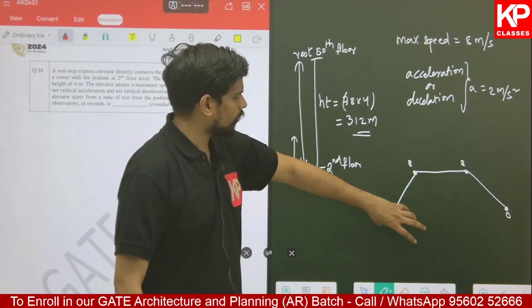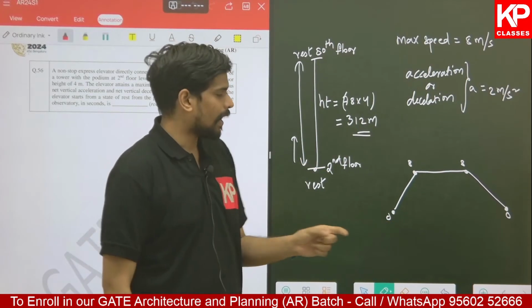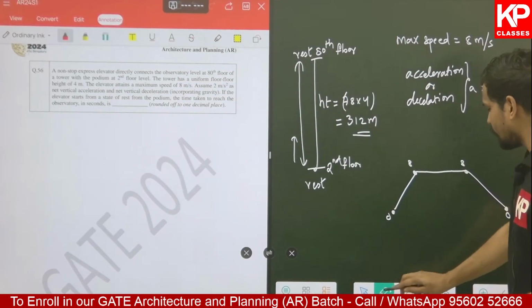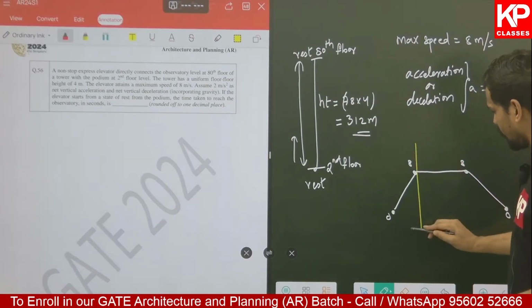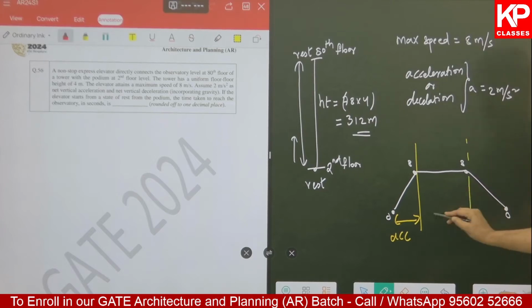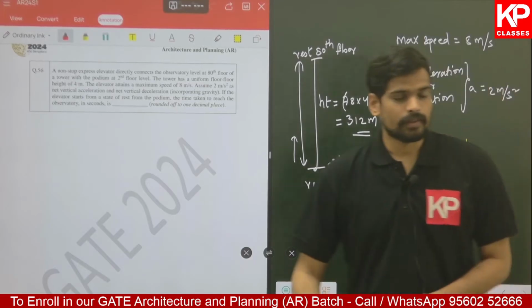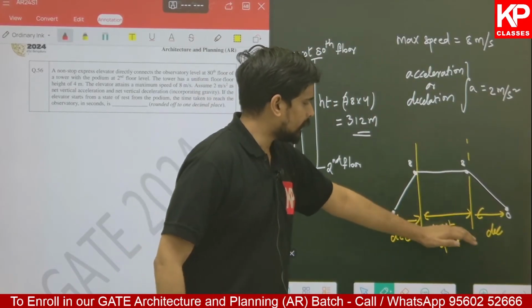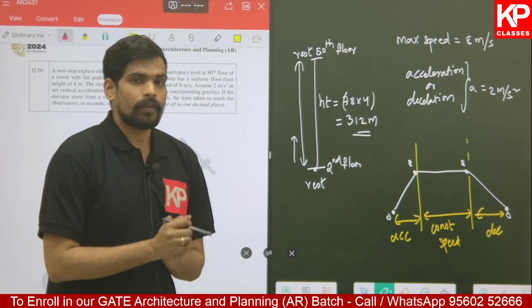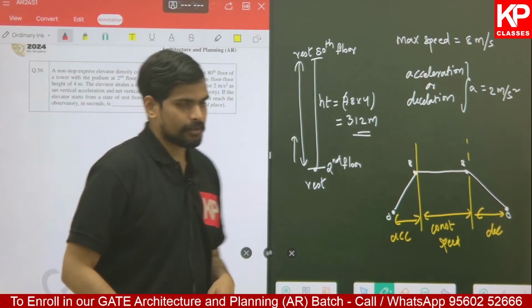First we will look into the time taken for the accelerating part, the steady flow part, and the decelerating part. So you need to divide this movement into three parts. Initially the lift accelerates, then the elevator has a constant speed of 8 meter per second, and finally the lift decelerates. Let us start with the acceleration part and solve it here.